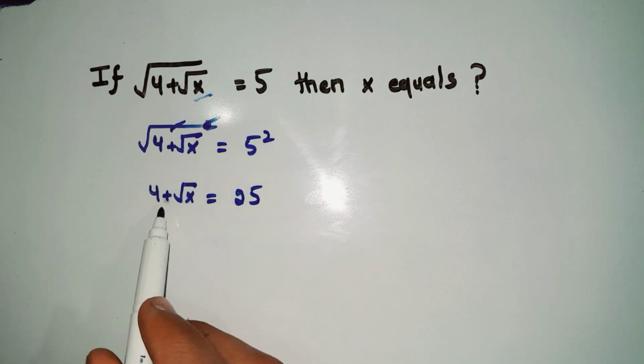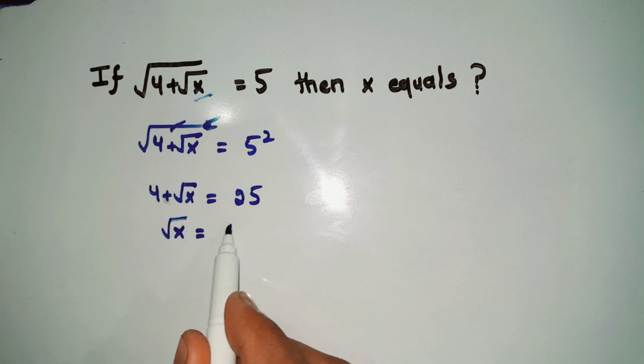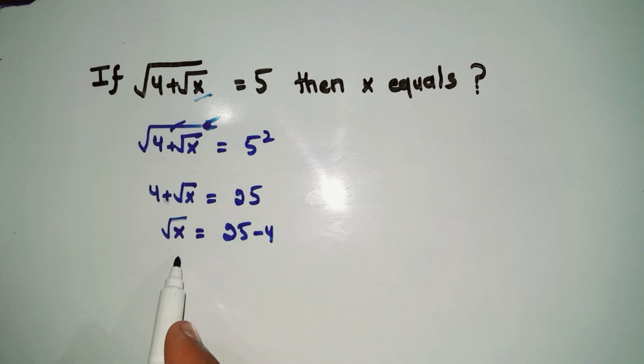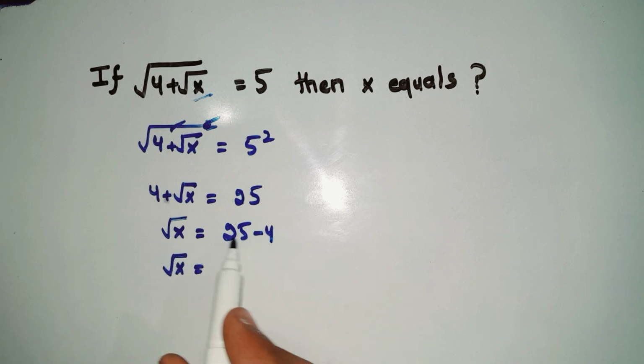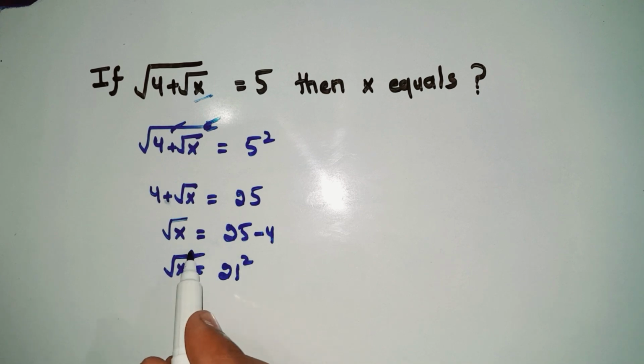Now we write square root of x equals 25 minus 4. So square root of x equals 25 minus 4, which is 21. Now we square this side and square this side again, because we have to cancel this square root, because we have to find the value of x, not square root of x. So the square root and square cancel.